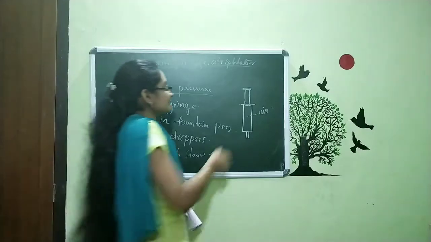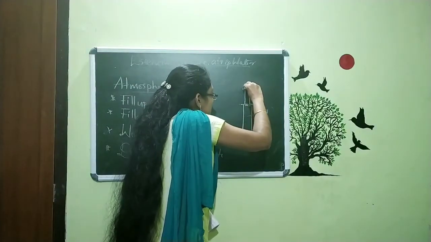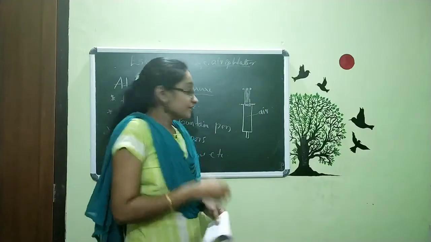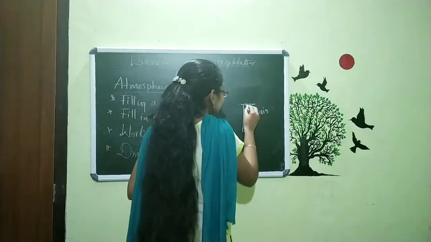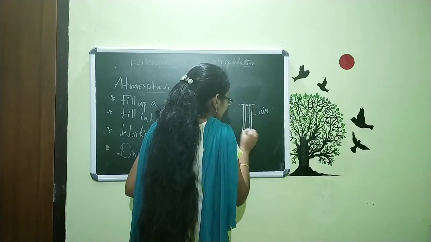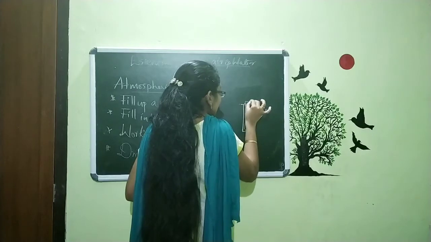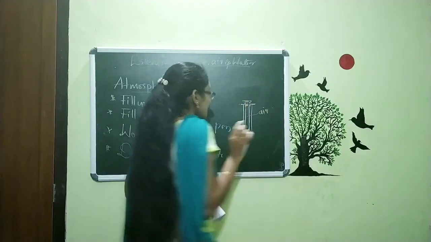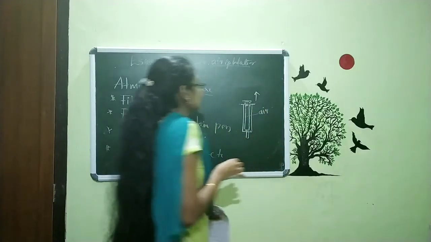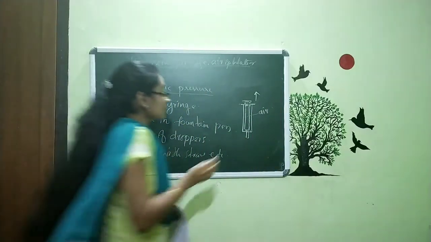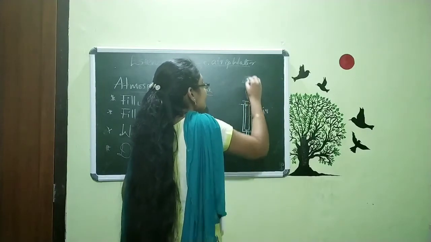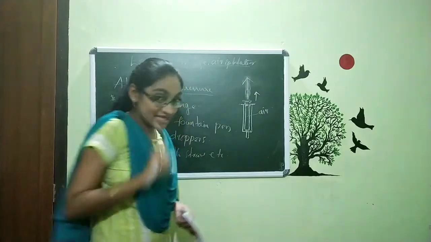For that, first I just want to push this. I want to push this down. So you can see that this syringe is just moving to this side like this. And when I am pulling this, what happens? When the syringe is moving in this direction, what happens?